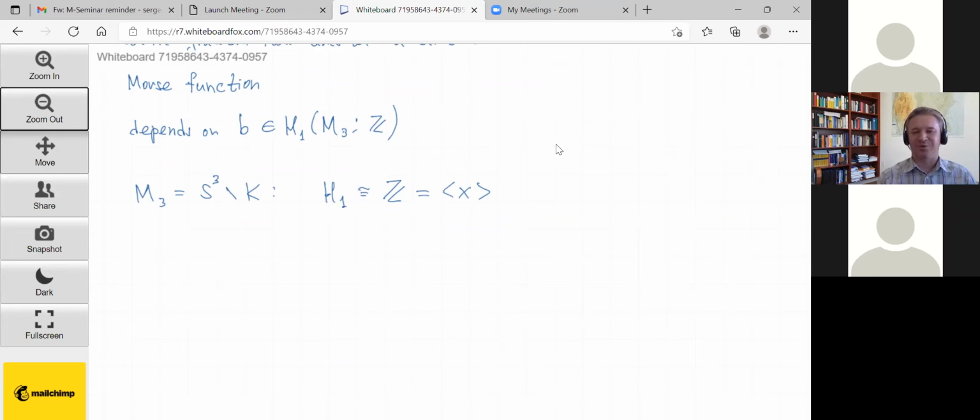So the theorem I'm going to state in a moment is actually for manifolds with boundary. But indeed, one would have to discuss how to perturb the metric.